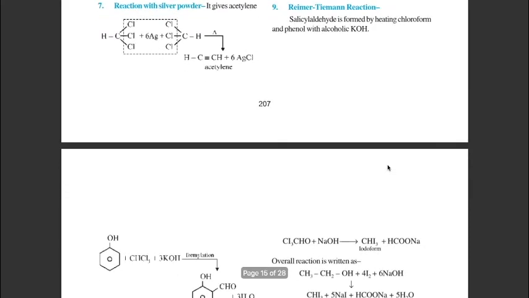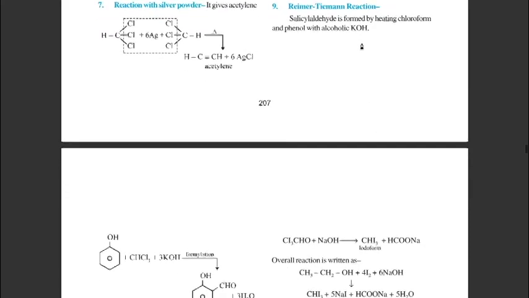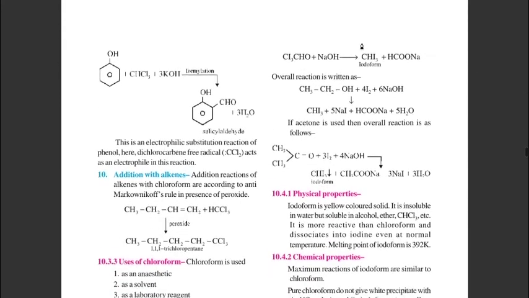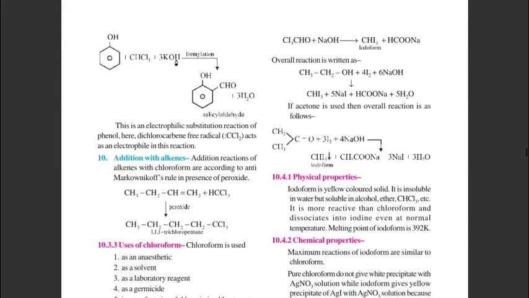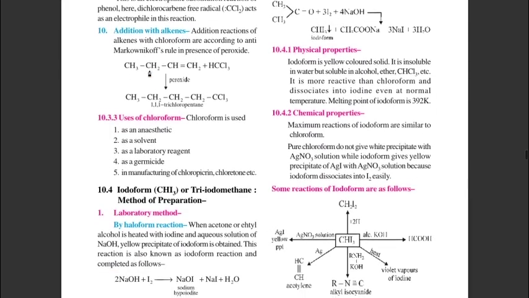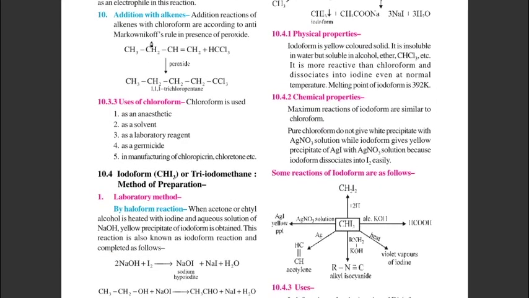Next is Reimer-Tiemann reaction. Salicylaldehyde is formed by heating chloroform with phenol and potassium hydroxide. This reaction is called formylation. Phenol treated with chloroform and potassium hydroxide, salicylaldehyde is obtained. Last reaction is addition with alkenes. When chloroform is treated with alkene, then according to anti-Markovnikov rule, in presence of peroxide, addition reaction takes place and we get trichloroalkanes.